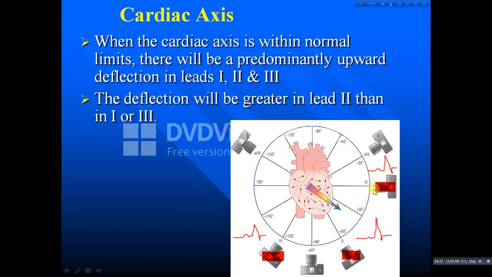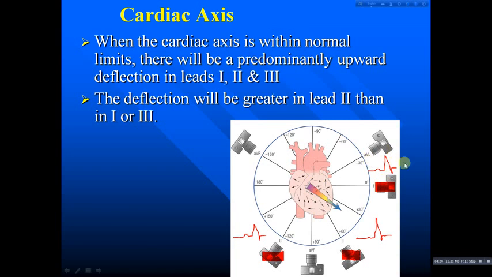Once again, in a normal cardiac axis there will be a positive QRS complex in lead 1, 2, and 3, but the positivity will be more in lead 2. And now we can show it in this ECG. We can see here R is greater than S, so it's positive, it's also positive, and lead 3 is also positive, but this positivity is more than lead 1 and lead 3.